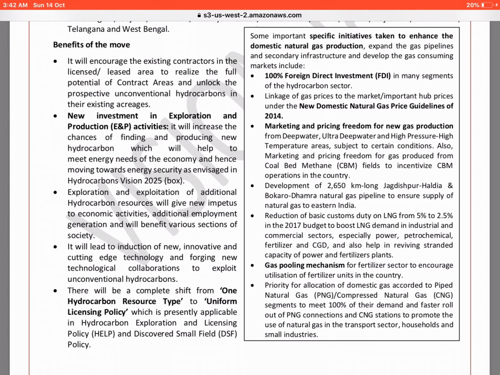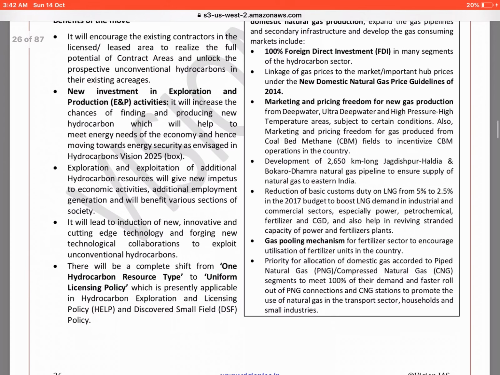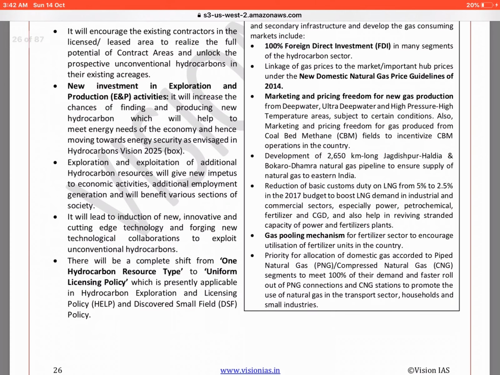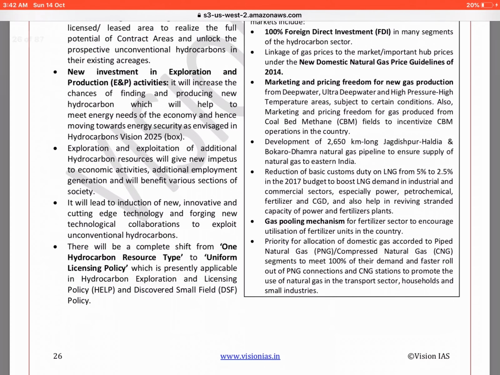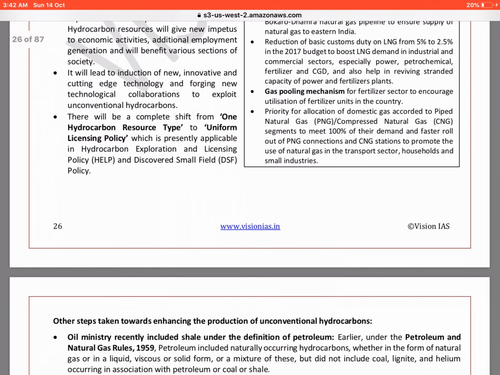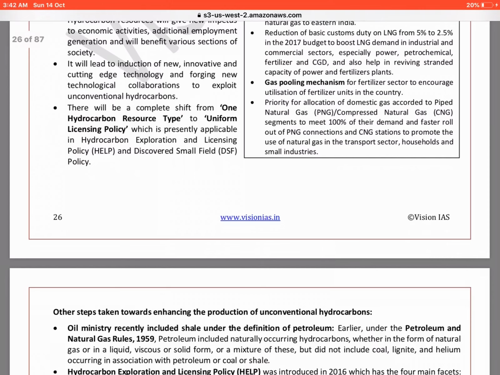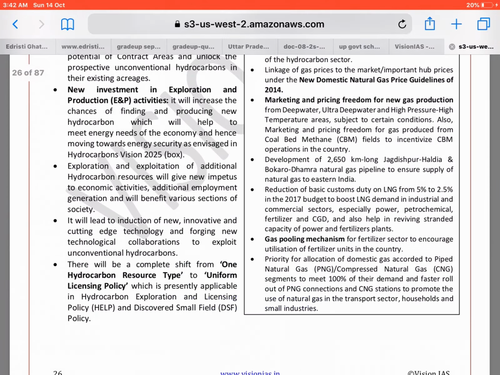So they have approved 100% FDI in hydrocarbon sector, and they have come up with new guidelines like new domestic natural gas pricing guidelines of 2014, and marketing and pricing freedom for new gas production is also there, and oil and gas prices are now market linked. Gas pooling mechanism for fertilizer sector to encourage utilization of fertilizer units in the country. So these are some initiatives, you can read it.